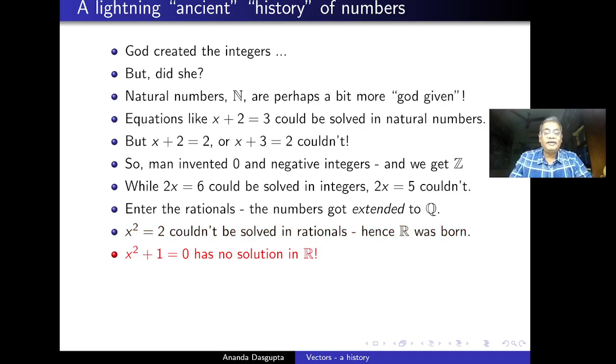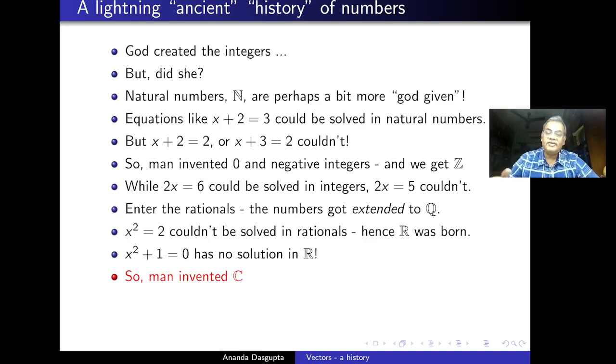X squared plus 1 equals 0. Now, we're continuing along this fashion. And now you have a situation where you have an equation which is written entirely in terms of real numbers, but has no solution in real numbers. To solve this issue, we have to invent the set of all complex numbers, C.